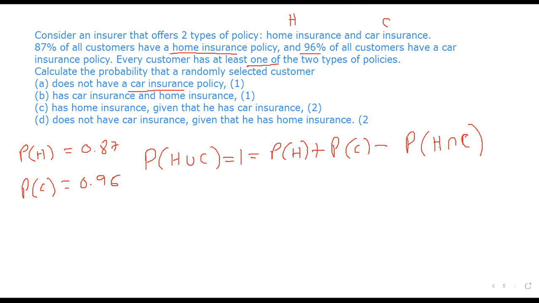They're asking for the probability of H. You're getting the opposite. Not H, which is the complement. Does not have is the complement. So they're asking us outside C: what's the probability that it doesn't have a car insurance?